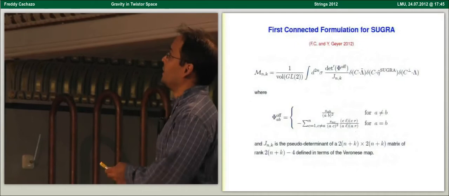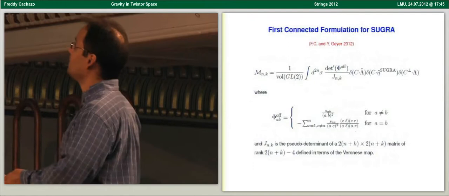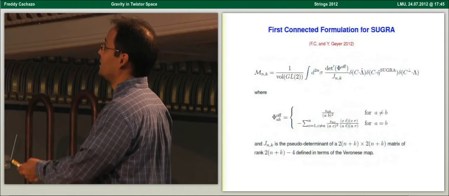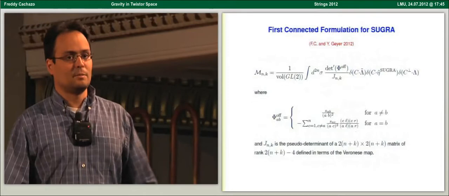Using that, we get our first formulation for supergravity, our first connected formulation for supergravity. It's again in the Grassmannian formula. It's an integral over G(k,n) of this integrand with the same constraints that we had before, manifestly SU(8) invariant. And the matrix that we have to put in here is an off-shell generalization of the MHV amplitude, where the matrix is now defined in this form.